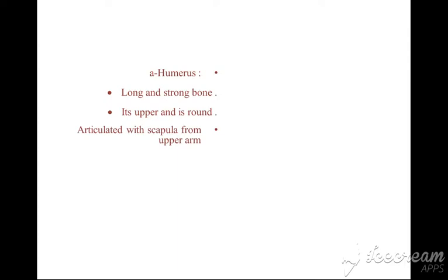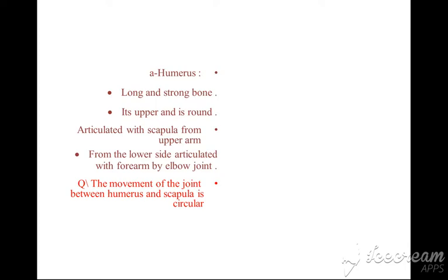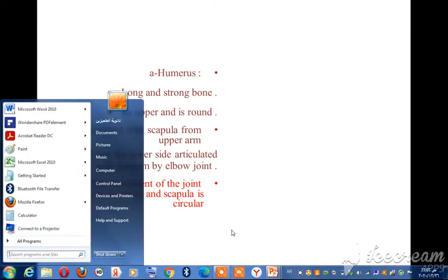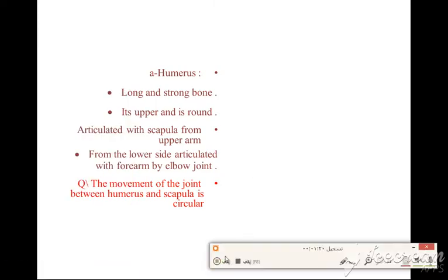The humerus is the main bone of the upper arm. The humerus is a long and strong bone. Its upper end is round, articulated with the scapula. From the lower side, it is articulated with the forearm by the elbow joint. The movement of the joint between humerus and scapula is circular. Why? Because the head of the upper arm bone is big.